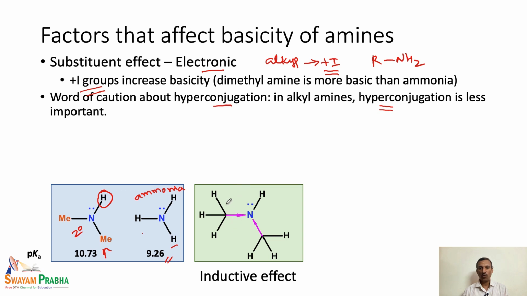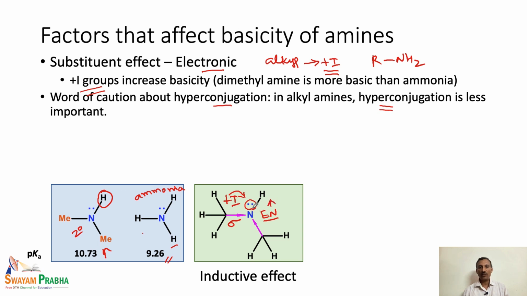We already know the methyl groups have the plus I effect. Because of that, they push the electron through the sigma bond framework towards the nitrogen, because nitrogen is more electronegative than carbon. So the nitrogen pulls the electron towards itself, and the carbon of the methyl group pushes the electron through the sigma bond framework towards the nitrogen. So the availability of electron on this particular nitrogen is going to be high.